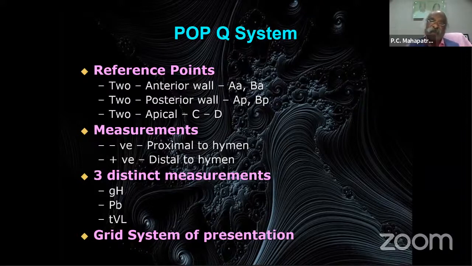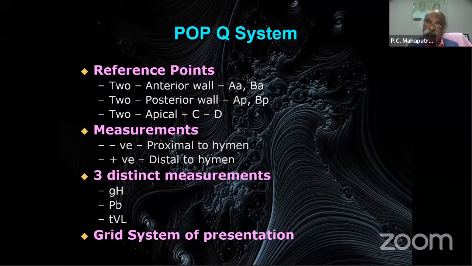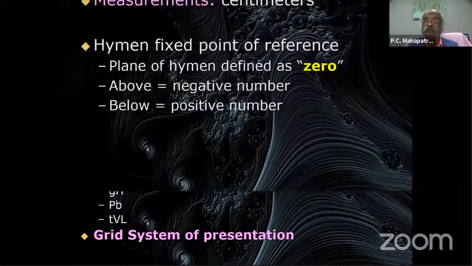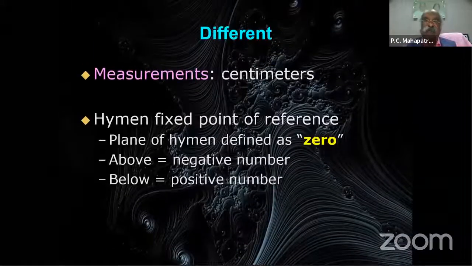And measurements are in the form of minus or plus. Negative, proximal to the hymen, is minus; distal to the hymen is plus. And 3 distinct measurements: genital hiatus, then perineal body, and total vaginal length. And it is presented with the grid system of presentation complemented with the line diagram. We have a line diagram along with the grid system so that you can really quantify and understand it.